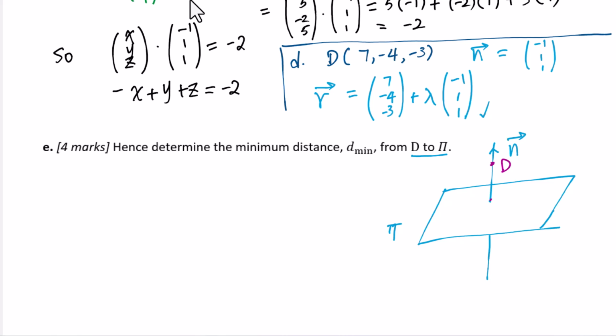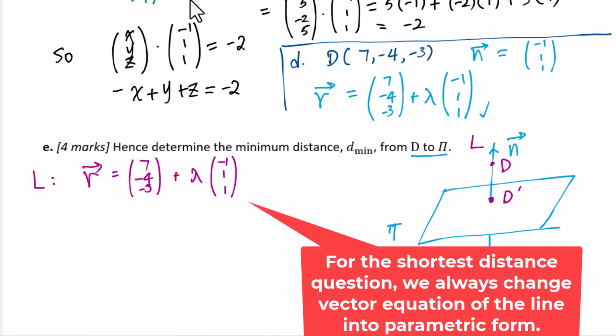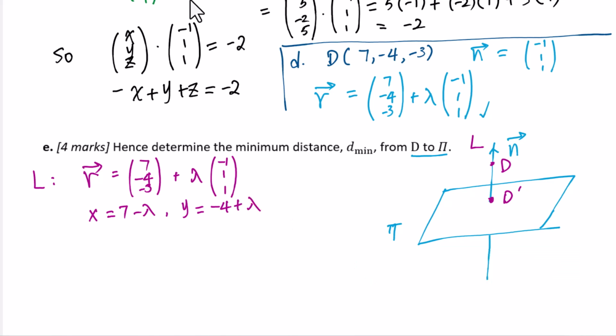We need to figure out this reflection point D prime. This is the vector equation of L. We will change this into parametric form. X equals 7 minus lambda. Y equals -4 plus lambda. Z equals -3 plus lambda.